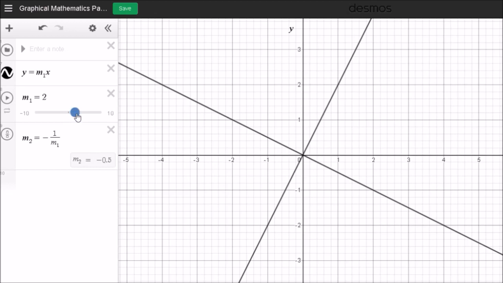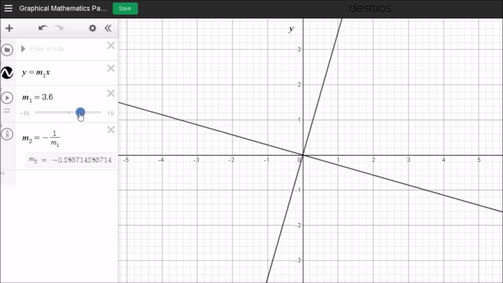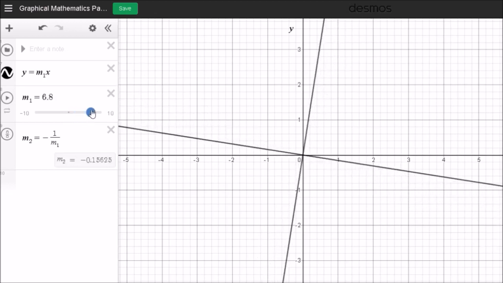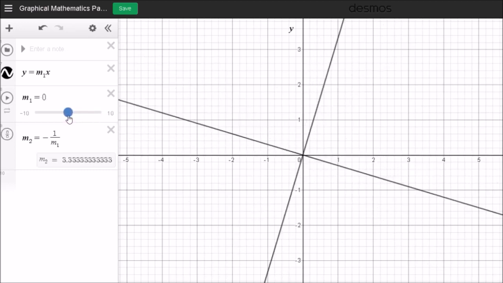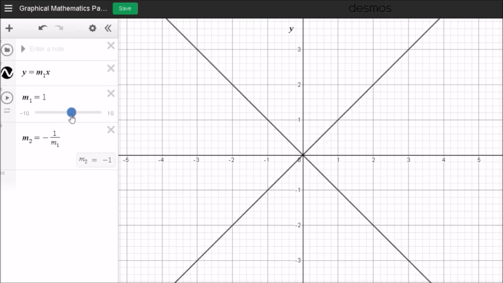In fact, if I was to turn this round to any angle, whenever I multiply out the two gradients, I'll always get a value of -1 if both the lines are perpendicular. So we can say that if the lines are perpendicular, then M1 times M2 will equal -1.